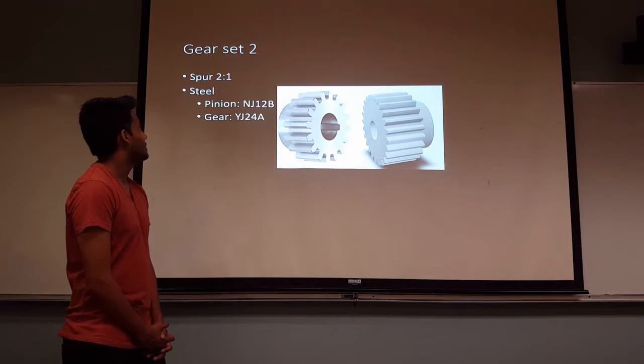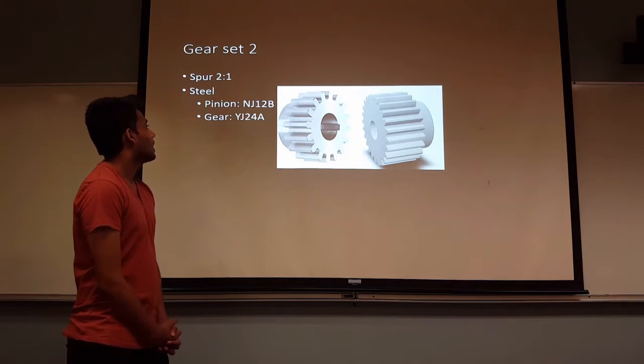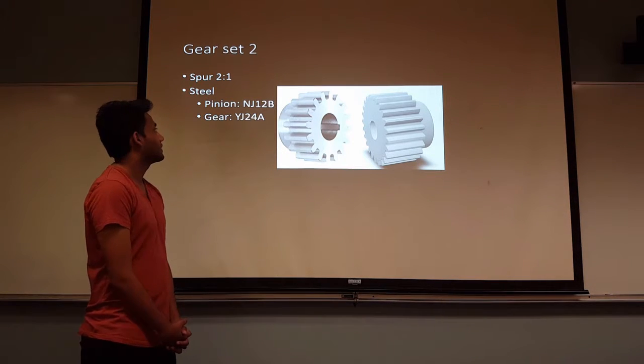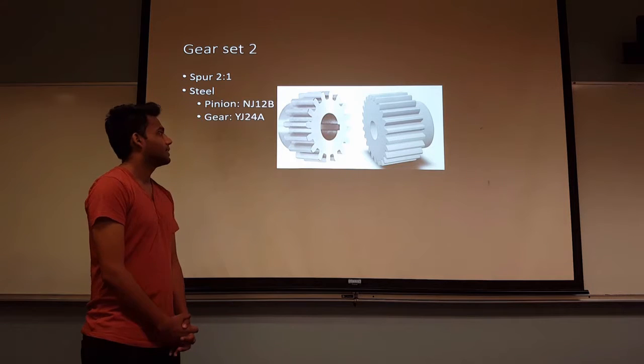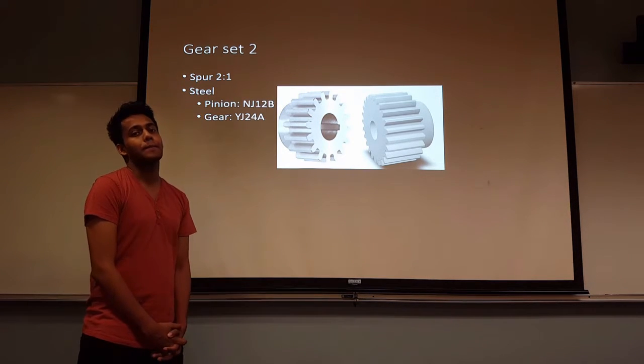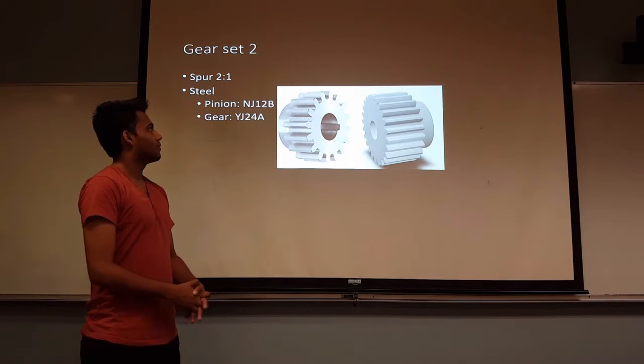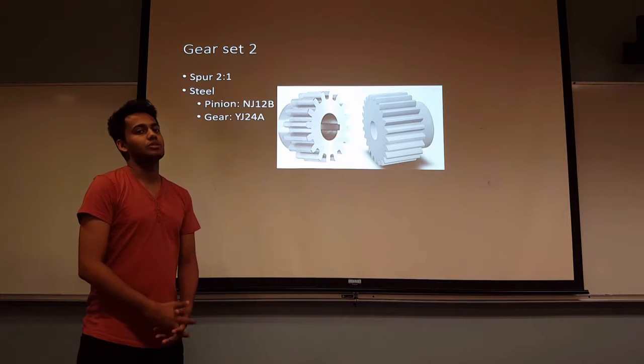This is gear set number 2. The speed reduction is again 2:1. The material is steel and the pinion is NJ12B while the gear is YJ24A. The teeth ratio is 24:12, which comes down to 2.